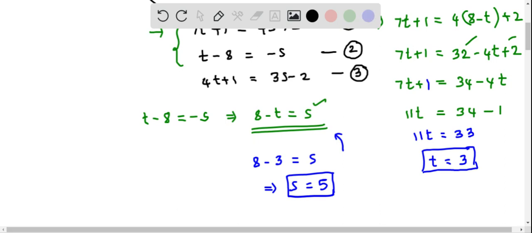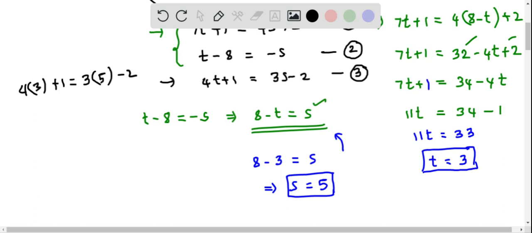We now verify the values of t and s by substituting into the third equation, and it should satisfy the third equation, that is it should become true. Otherwise we say that the lines do not intersect. So let's do that. I'm going to replace t equal to 3 and s equal to 5 into this equation, and when I do that I get 4 times t, which is 3, plus 1 equals 3 times s, that is 5, minus 2.